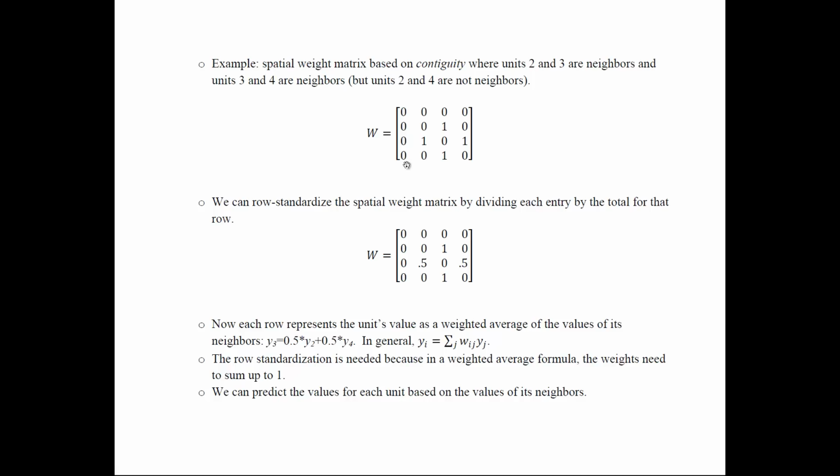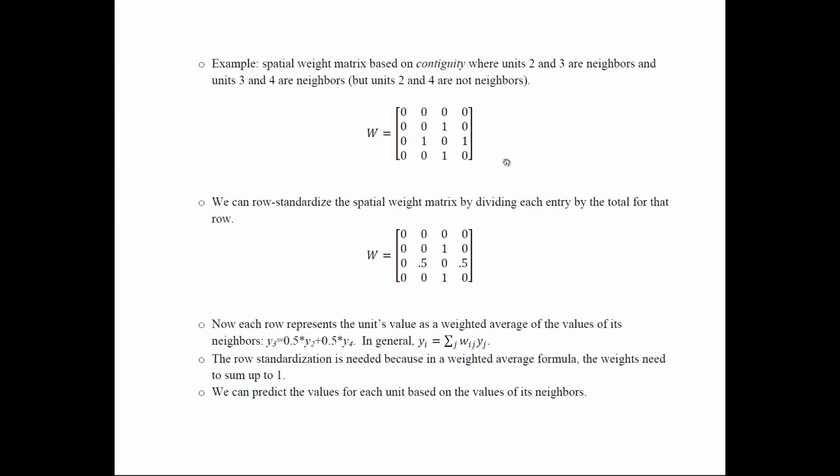Okay, so if units 2 and 3 are neighbors, we would have row 2, column 3 equal to 1, and then row 3, column 2 equal to 1, because 2 is a neighbor of 3 and 3 is a neighbor of 2. Now we also have that units 3 and 4 are neighbors, therefore this would be equal to 1, and units 4 and 3 are neighbors, therefore this would be equal to 1.